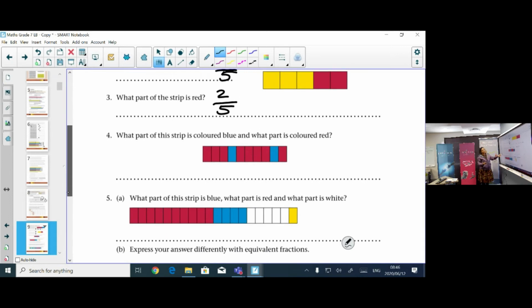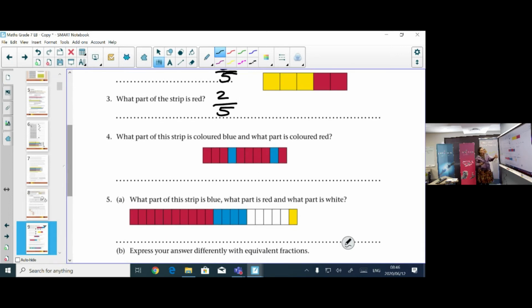What part of the strip is blue and what part is red? So we'll start with the blue. Blue is simple, it's 2. The total, 1, 2, 3, 4, 5, 6, 7, 8, 9, 10. So here, meaning that the rest, if you count, the red needs to be 8 out of 10.